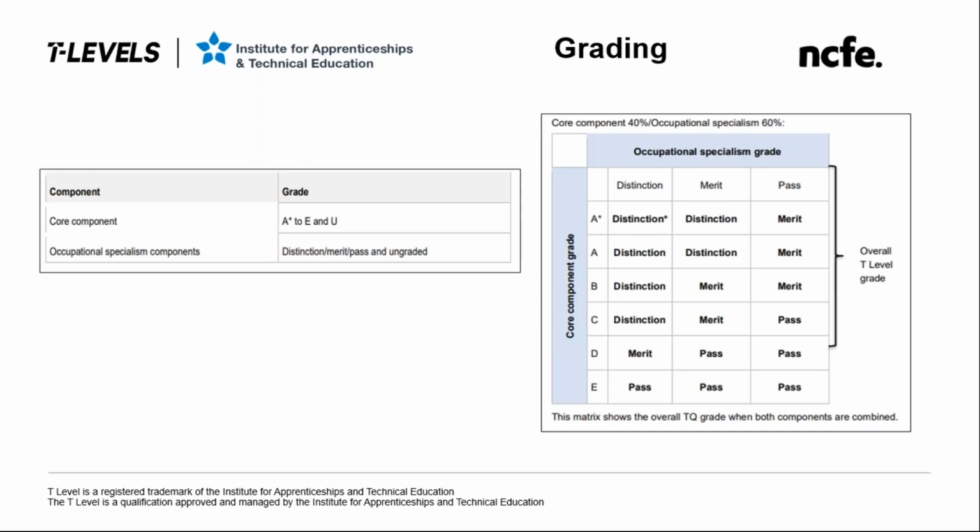An example for an aggregated grade would be a student being awarded a C grade for the core and a distinction for the occupational specialism. The table will then be used to award an overall grade of a distinction.